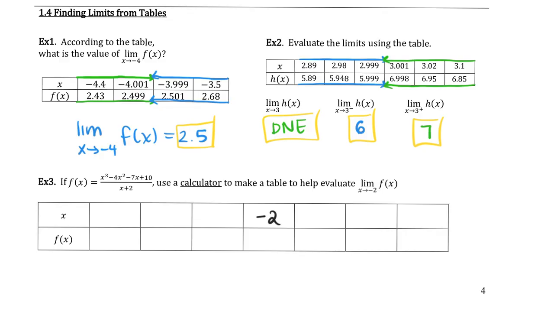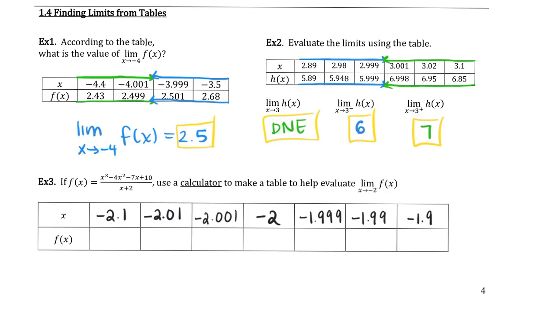So I'm going to put -2 in my table. Okay, and then I want the numbers on the left to be a little bit lower. So let's get kind of close, maybe -2.001, -2.01, -2.1. I'm trying to get farther and farther away to see if it's coming close. So then from the positive side, -1.999, maybe -1.99, and -1.9. I'm looking for a pattern.